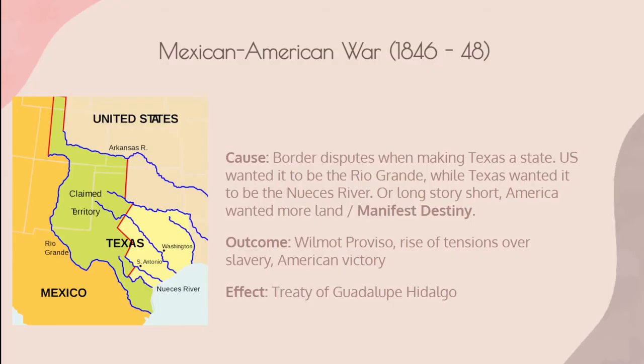There was the Wilmot Proviso, the rise of tensions over slavery in general. A lot of these events, you could say, have a rise in tensions, and also an American victory from the war. An effect of this was the Treaty of Guadalupe Hidalgo.